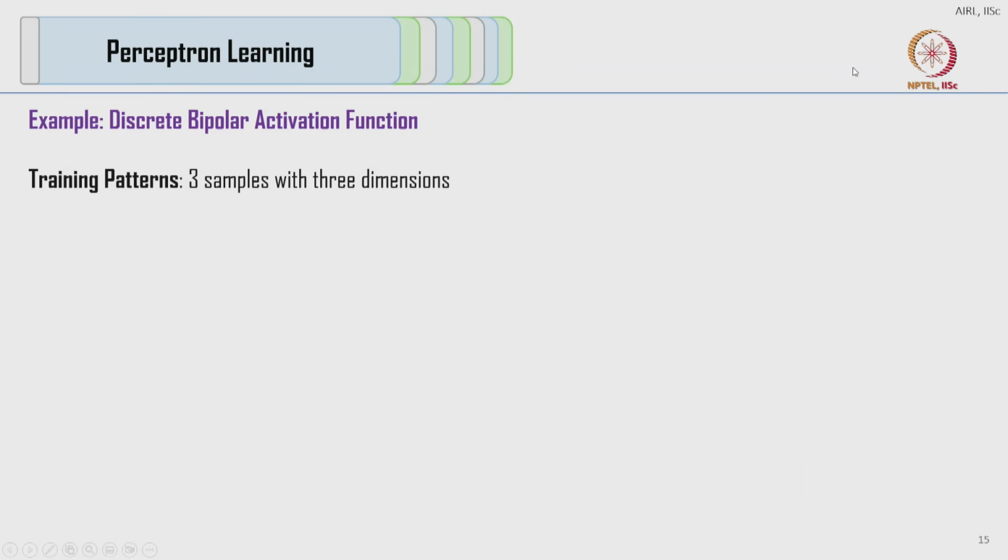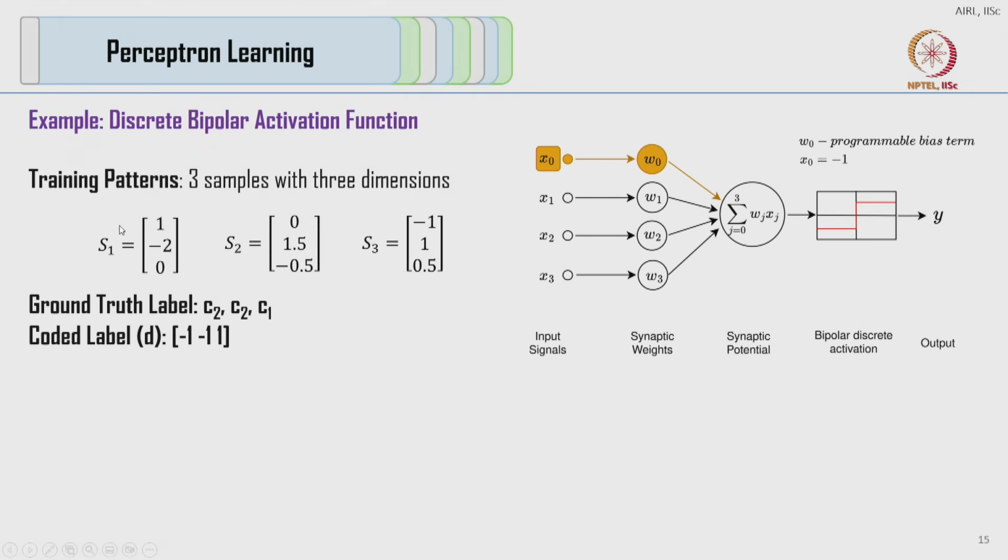Let us look at an example so that we can understand better. I am going to use 3 samples: sample 1, sample 2, sample 3. Each sample has 3 dimensions, so x1, x2, x3, there are 3 input vectors. That is why I have selected a perceptron with 3 inputs and 1 programmable bias, where w naught is the programmable bias term. Here x naught I am assuming to be minus 1.